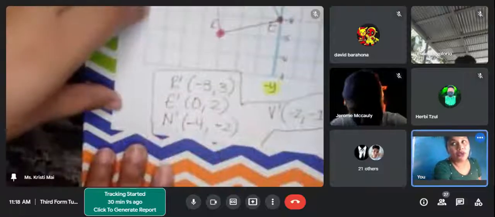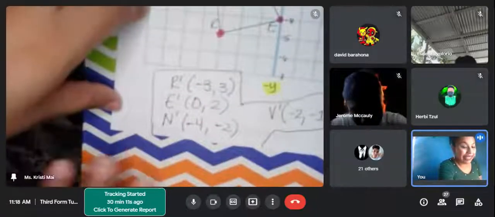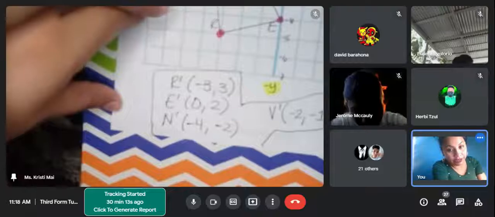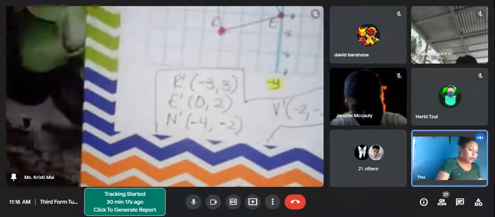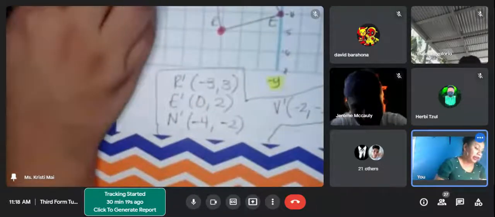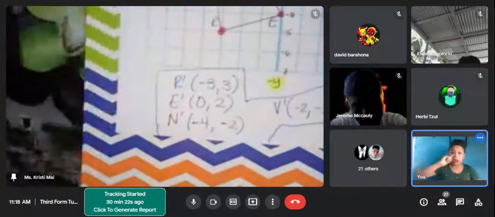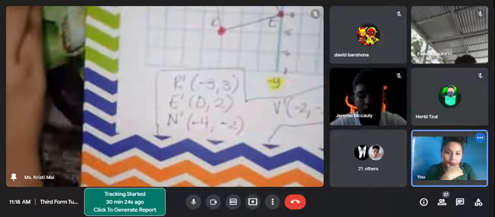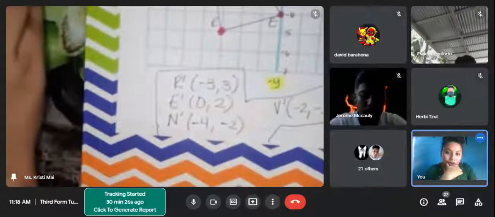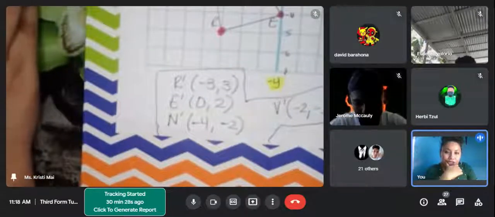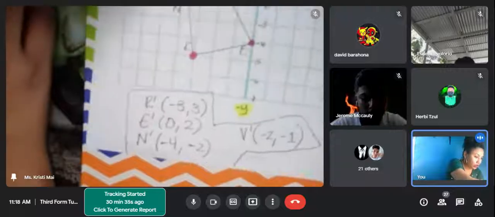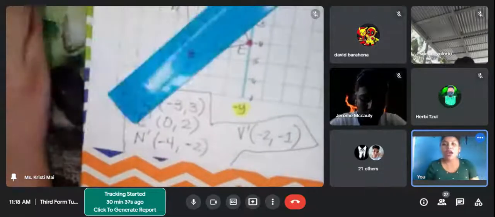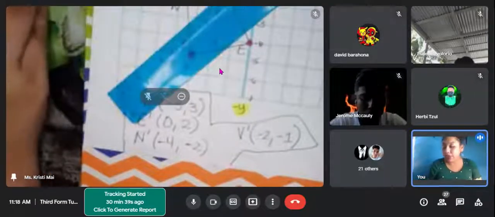When you are given a question that says reflection over any line, then something like this is what you would have to do as part of your working. You don't have a cheat sheet like the other reflections. So, any questions with that one? No questions? Let's move on to the other one.